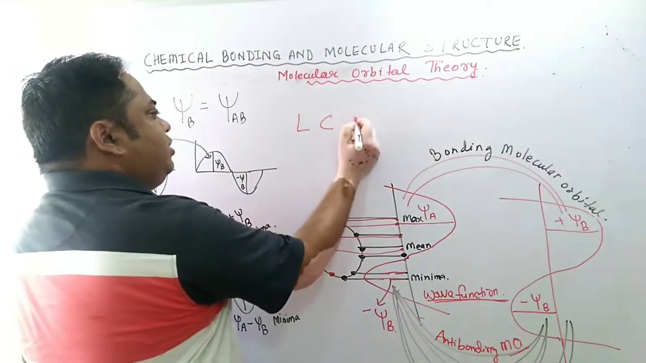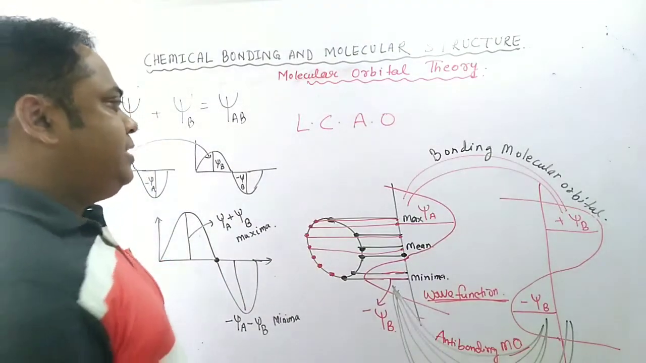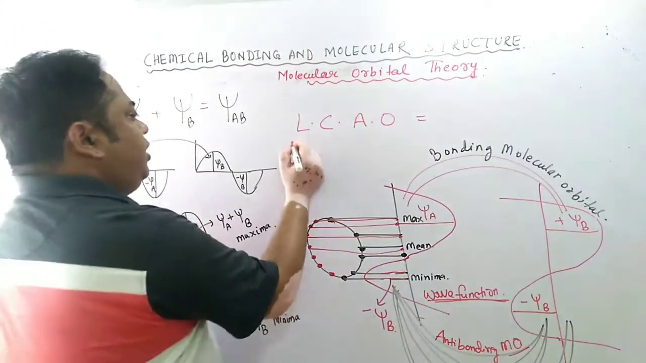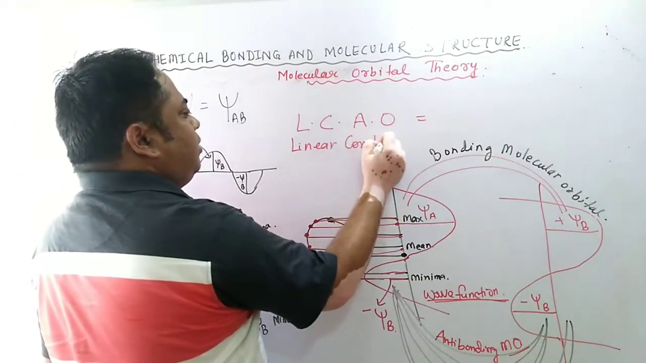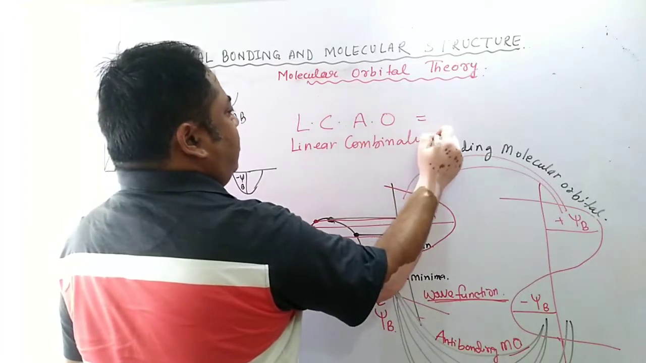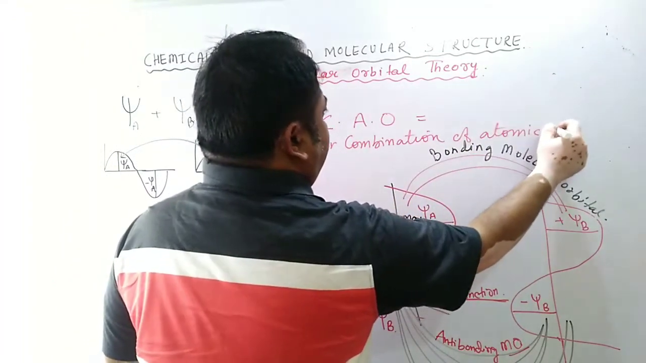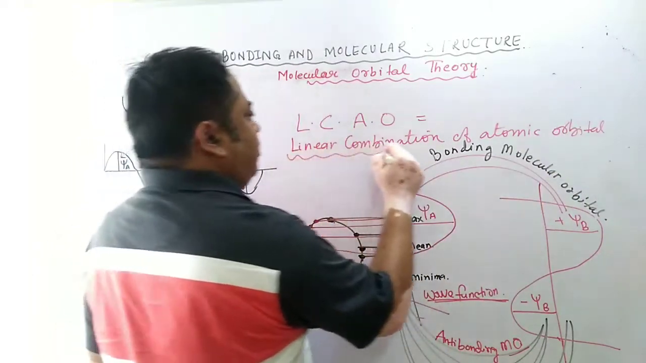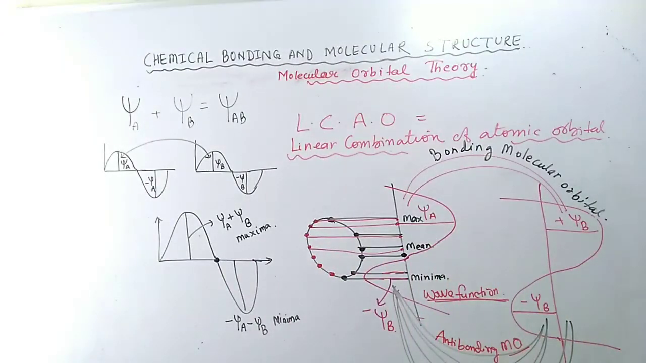Linear combination of atomic orbitals takes place. This abbreviation is an accepted abbreviation, I am not using it from my end. It is called linear combination of atomic orbitals.